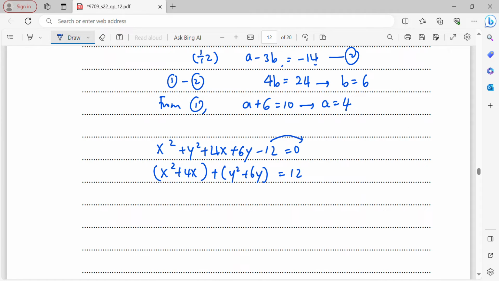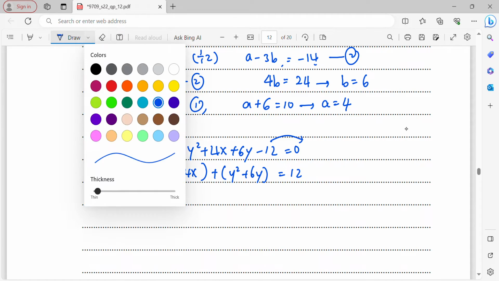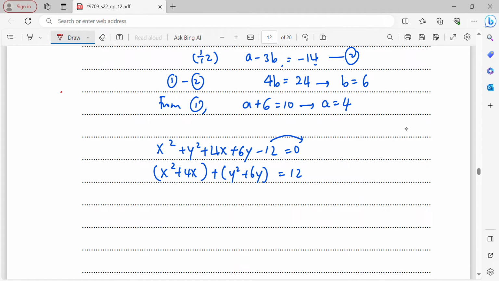Then now complete the square, because the general equation of the circle is (x minus a) squared plus (y minus b) squared equals r squared. This is the equation of a circle. Once you have written this, the center will be with coordinates (a, b), and the radius is r. So now I need to make it into this form.